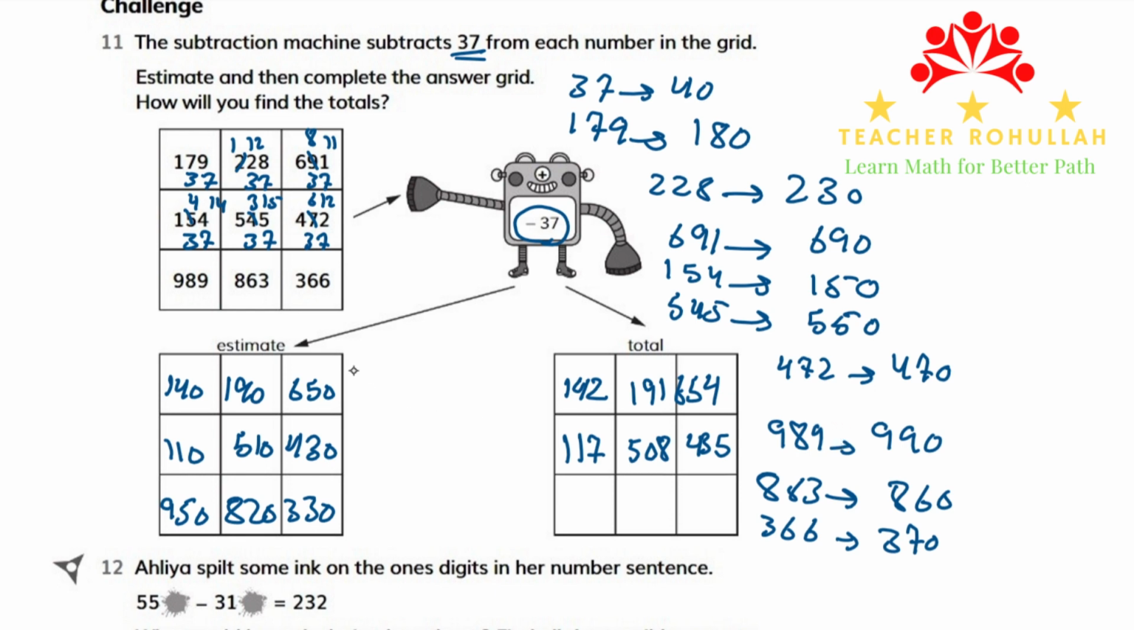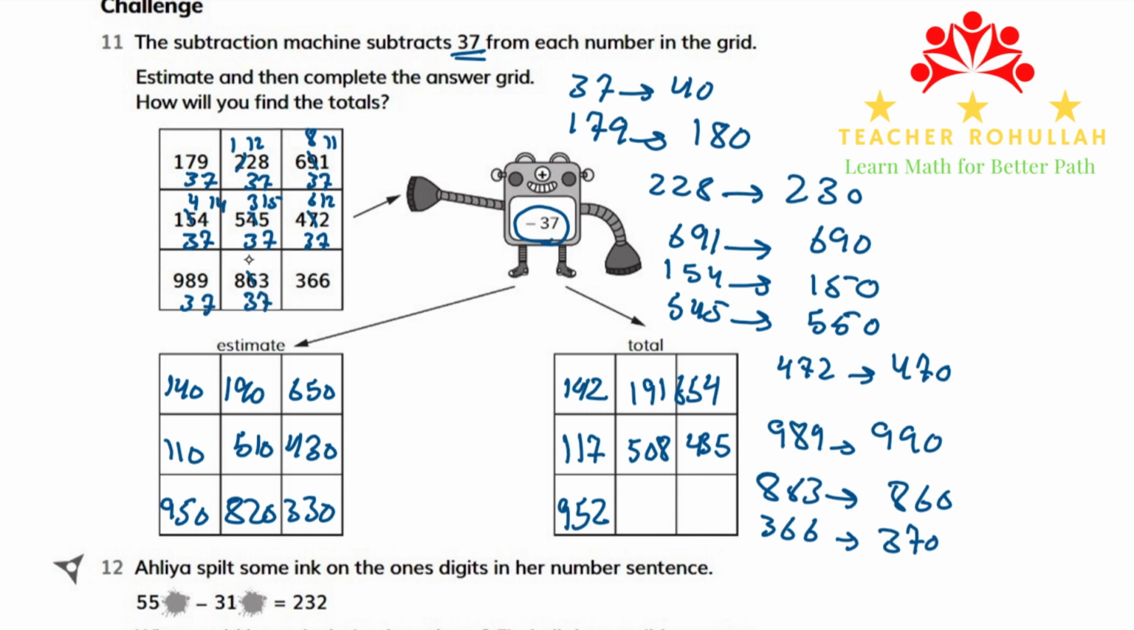On the last row, the first number from the left is 989. So this minus 37 will be equal to 9 minus 7 is 2. 8 minus 3 is 5. And 9 minus nothing is 9. So the answer is 952. Okay, the second number on this row is 863. So minus 37. We cannot subtract 7 from 3.